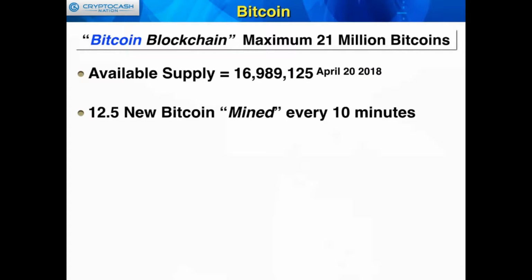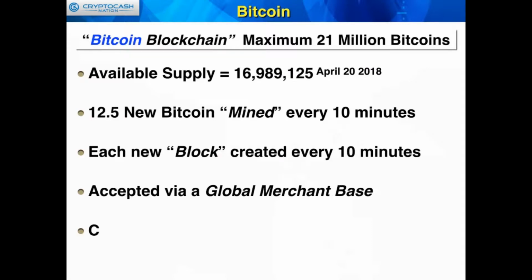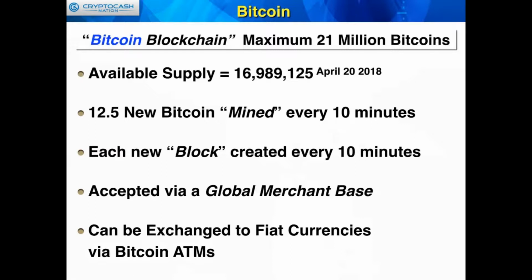So let's have a little look at this Bitcoin blockchain thing. Within the Bitcoin blockchain, there's a maximum of 21 million Bitcoins that will ever be in existence. As of April the 20th, there was 16,989,125. And every 10 minutes, when the new block is created, there's 12.5 new Bitcoin added to the supply at any particular point in time.